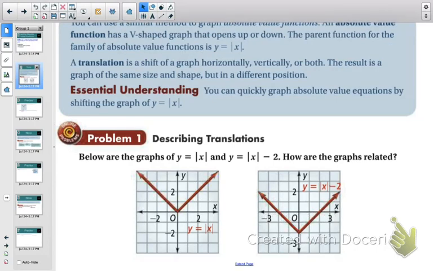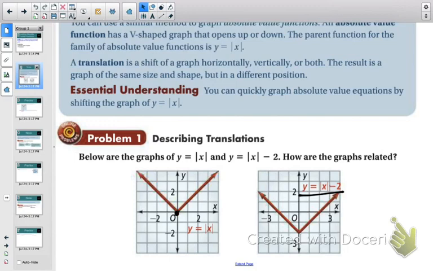So this says below are the graphs of y equals absolute value of x and y equals absolute value of x minus 2. How are the graphs related? Anyway, you can see they're both V-shaped, but y equals absolute value of x minus 2 is shifted.